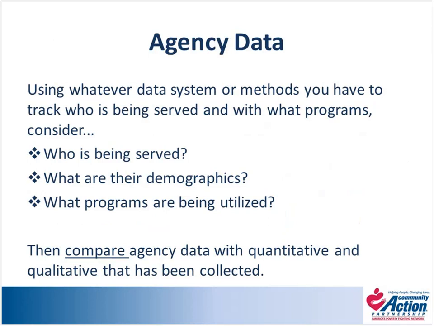So for the agency data, you want to use whatever data system or methods that you have to track those clients that are being served and what programs are being utilized. To look at who is being served in our community or in our agency. So that's the demographics that you're looking at. Then also what programs are being utilized. And so this information can really help to feed into that next planning process and also see what needs your agency is currently addressing and maybe how effective those are.